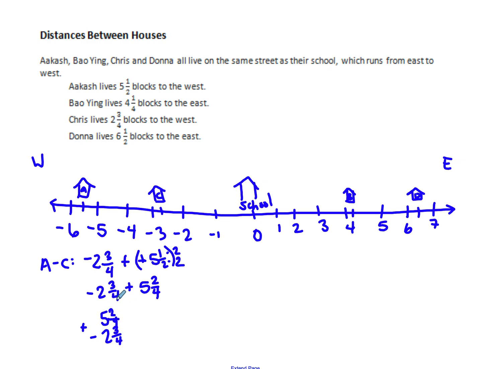All right, I need to borrow because 2 minus 3 takes me into the negatives. So I'm going to borrow. This is going to be a 4, and then I'm adding 1 whole. So I'm adding 4/4. Okay, so 2/4 plus 4/4 is 6/4. Okay, 6/4 minus 3/4 is 3/4. 4 minus 2 is 2. So 2 3/4 blocks.